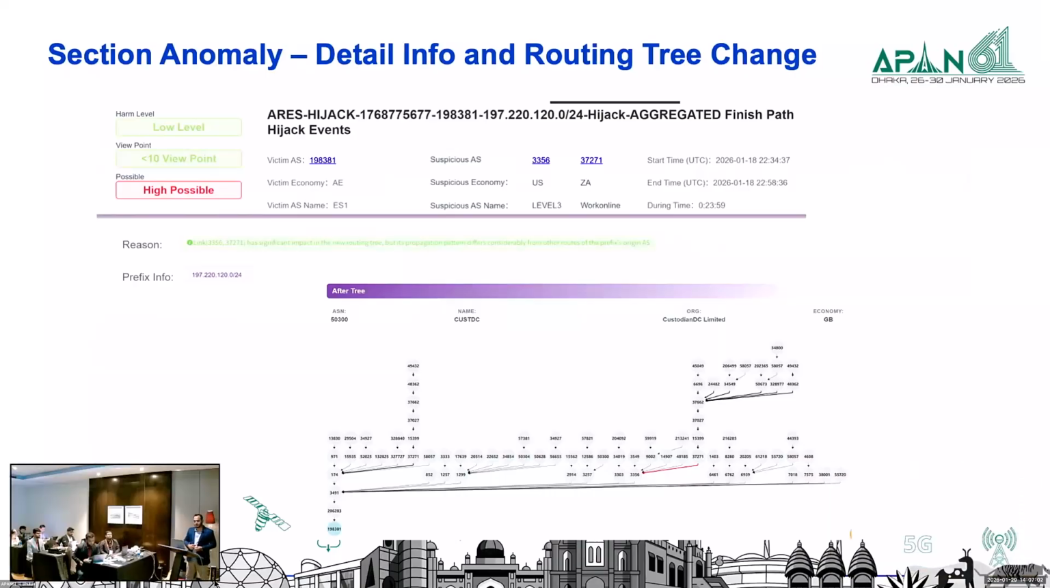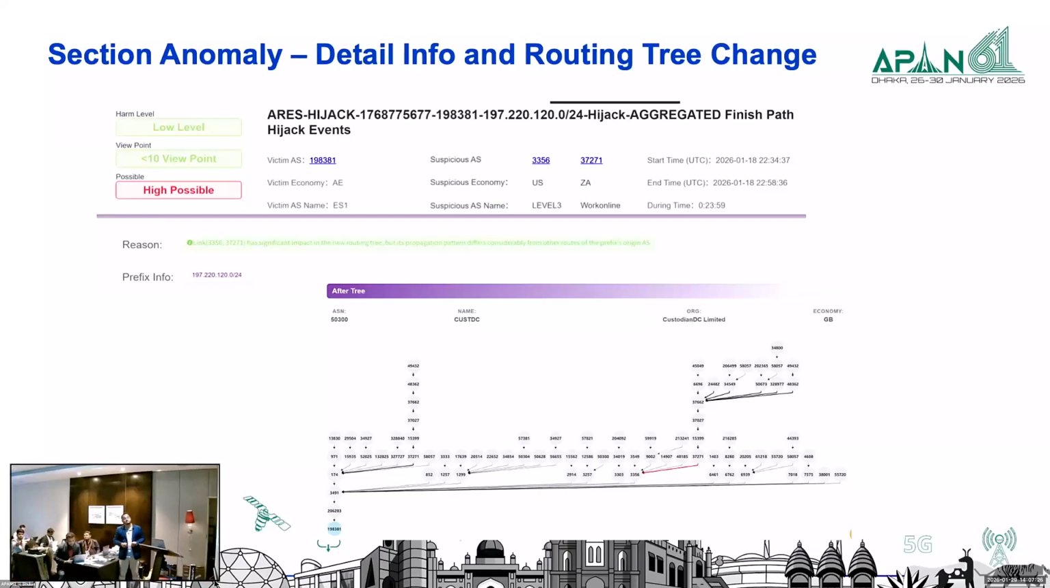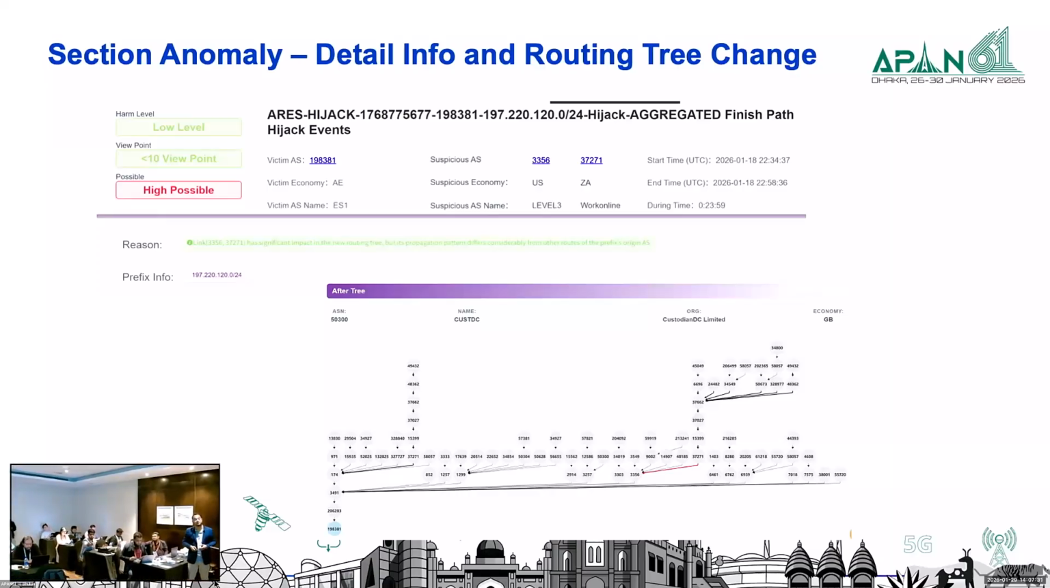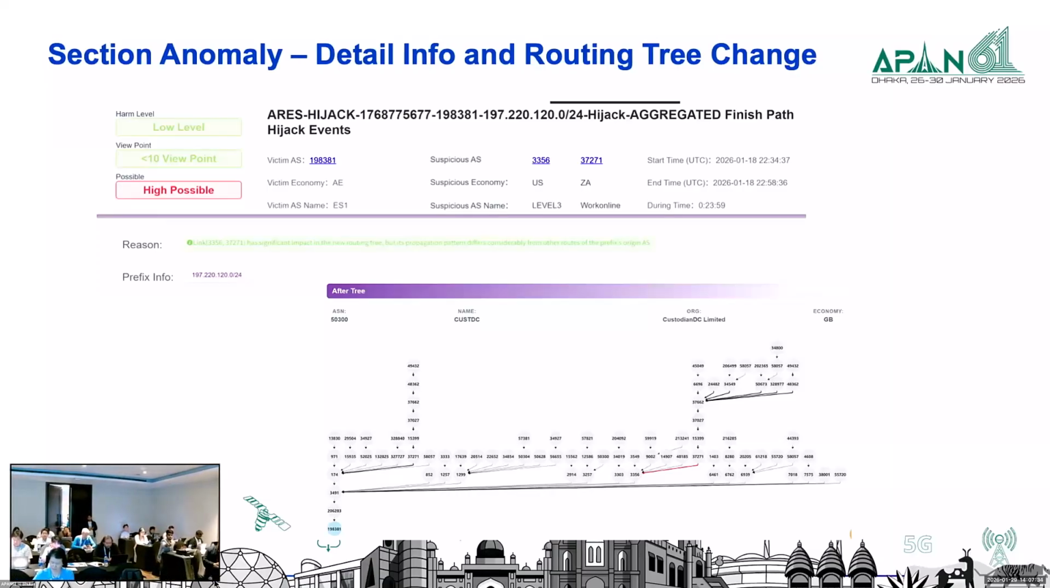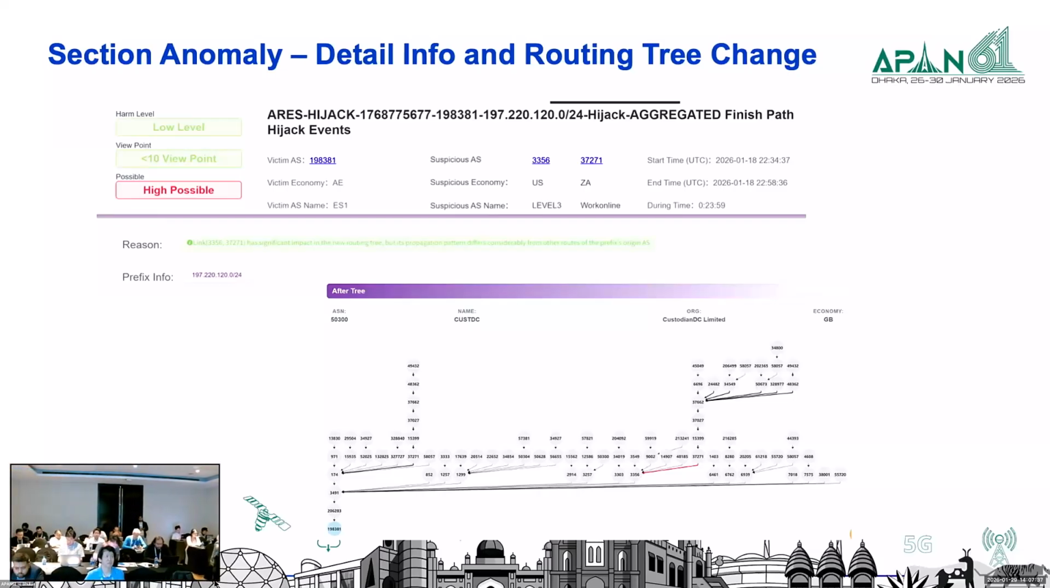Next, the anomaly section, with detailed info about the routing tree. If you go to the routing page, the prefix anomaly page, you will get this information here. I already mentioned that in the prefix anomaly section, you will get the harm level and the viewpoints. These are the viewpoints and possibilities: what is the possibility of the prefixes? And also the reason is available here, and also the prefix information.